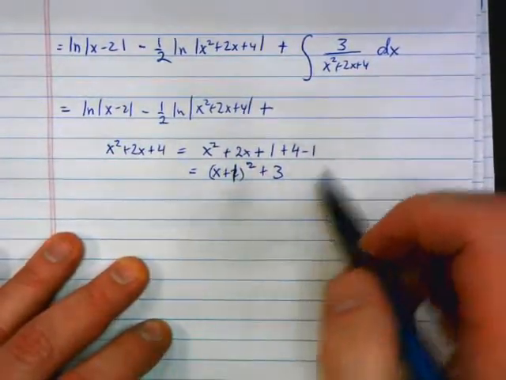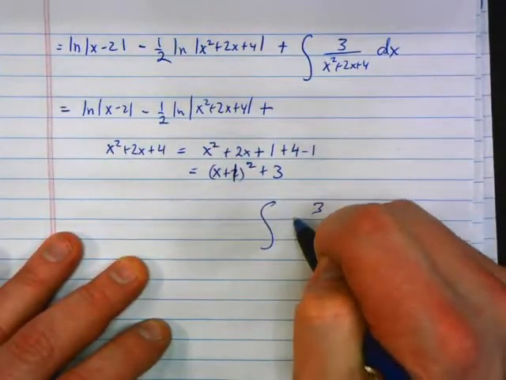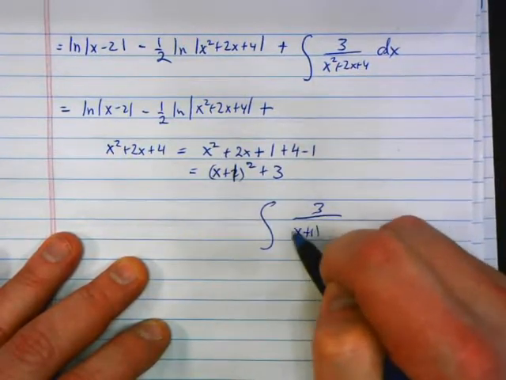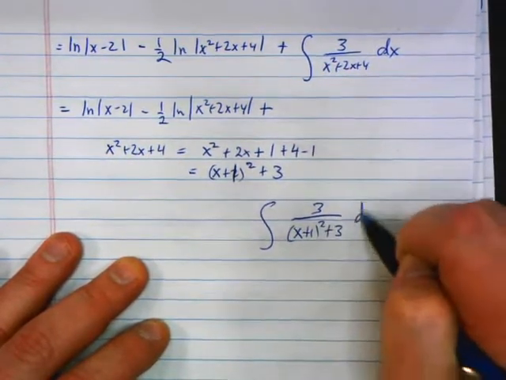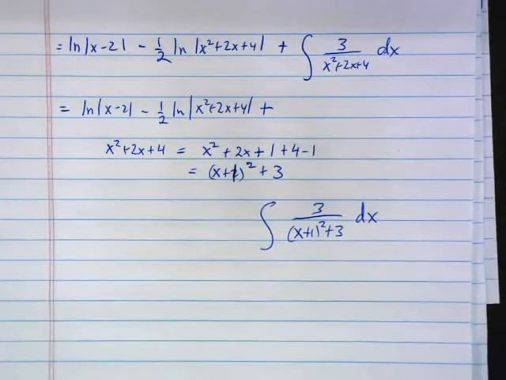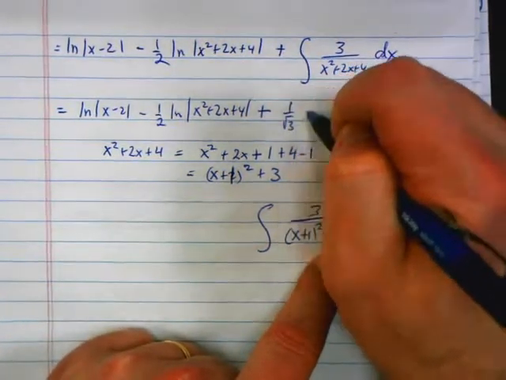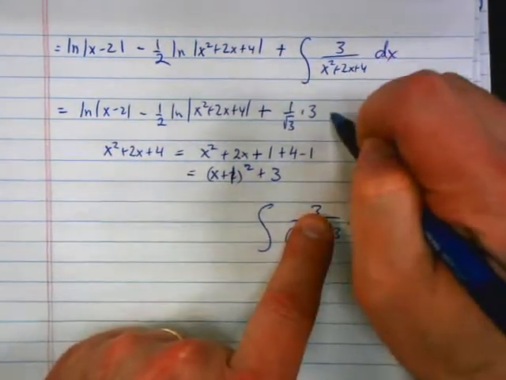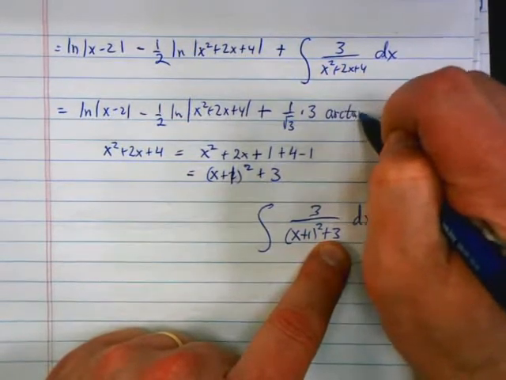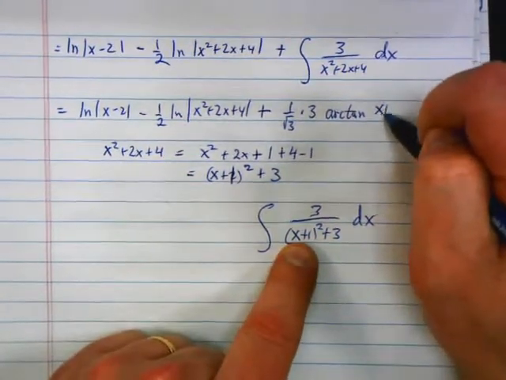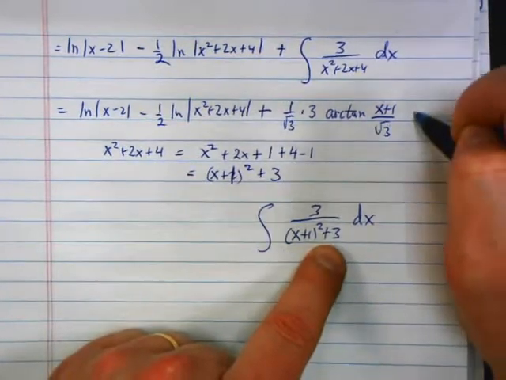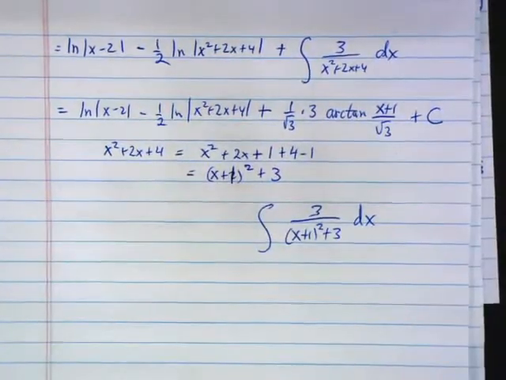All right, so this last one becomes the integral of 3 over x plus 1 squared plus 3. And which of our many, many patterns does that now fit into? That's the arc tangent formula. So we're going to have 1 over a, which is 1 over the square root of 3. And then we still have that 3 on top. Arc tan of u, which is x plus 1 over a, square root of 3, plus c.